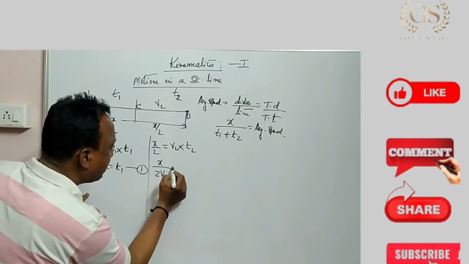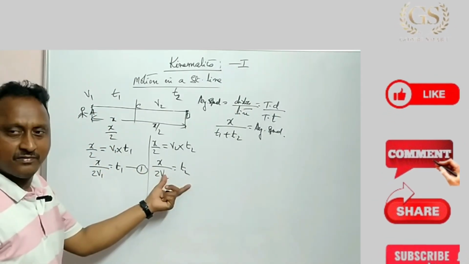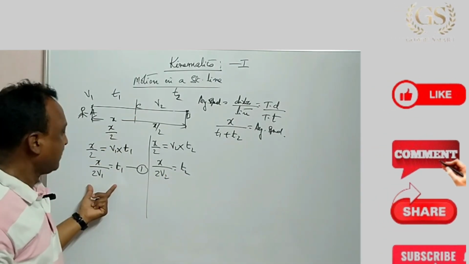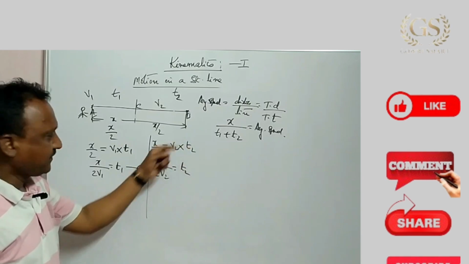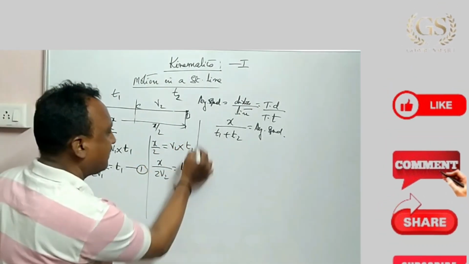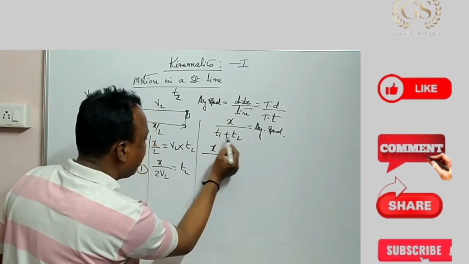X by 2 V2 is equal to T2. Now I got the values of T1 and T2. From A to C, X by 2 V1, C to B, X by 2 V2. Now substitute the value here, you will get the average speed. Now what is average speed? Average speed is total distance, that is X by T1 plus T2.